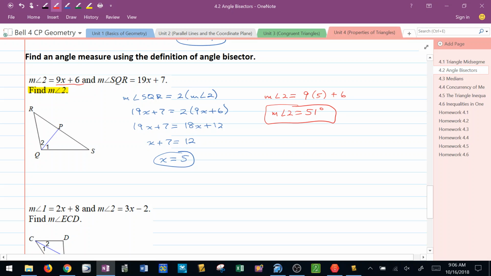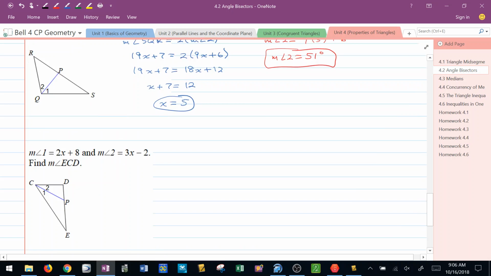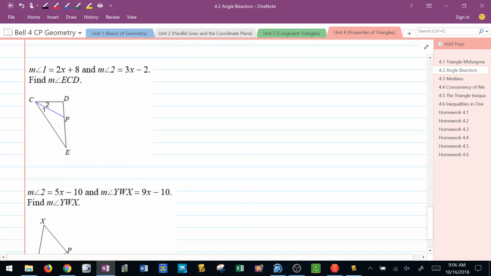All right, hopefully you're making the connections between all these steps. Second scenario here. Okay, this one's a little bit unique. They want us to find the measure of the big angle, but they don't give us the big angle at all. All right? Well, let's see what I know.